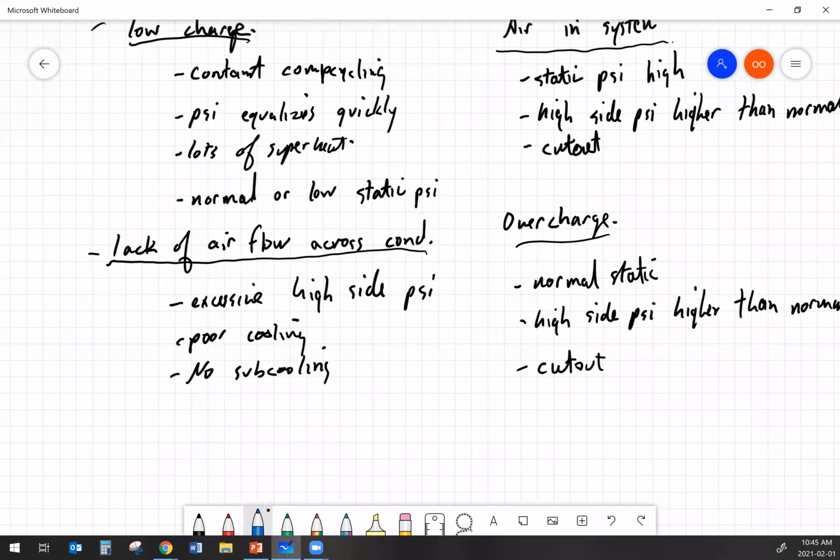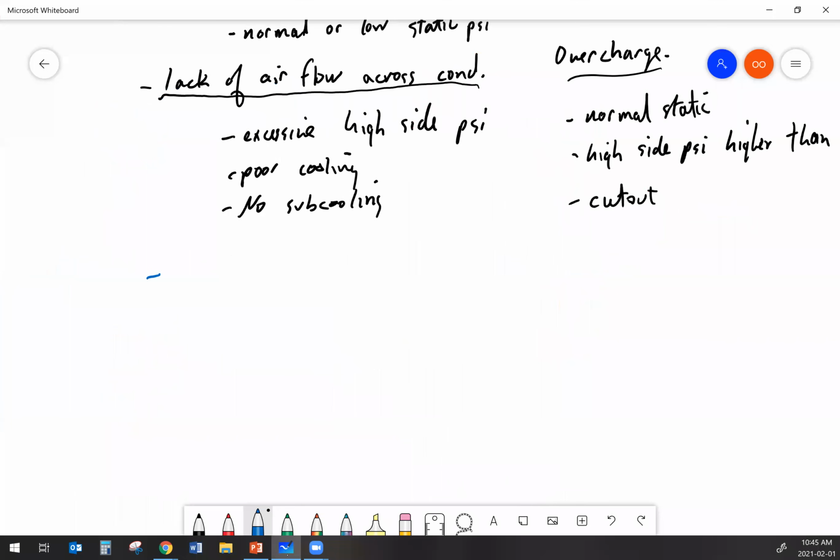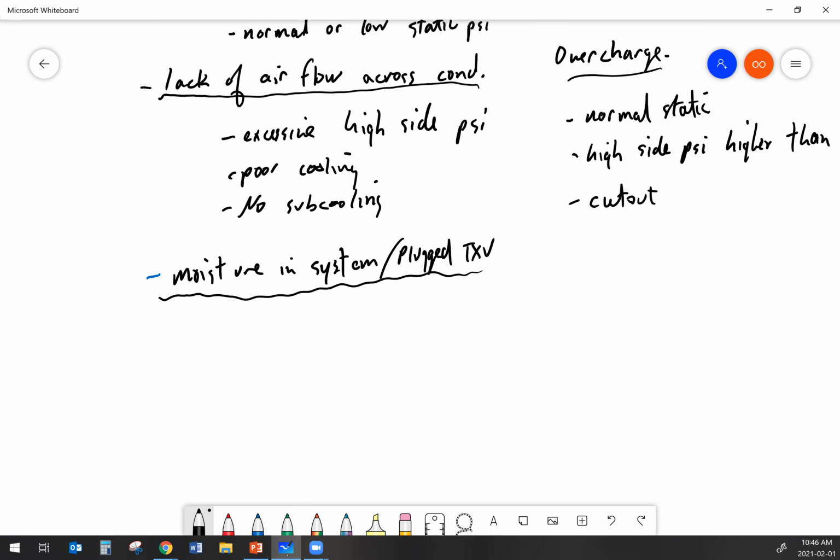One other thing that can happen with an air conditioning system is moisture in the system. Moisture in the system and a plugged expansion valve do look fairly similar, so we'll look at both of those together. If you got moisture in the system and your desiccant is fully saturated in your receiver dryer, that moisture is going to want to start to freeze into ice inside the system. And that ice is probably going to happen right where things start to get cold, near your expansion valve.